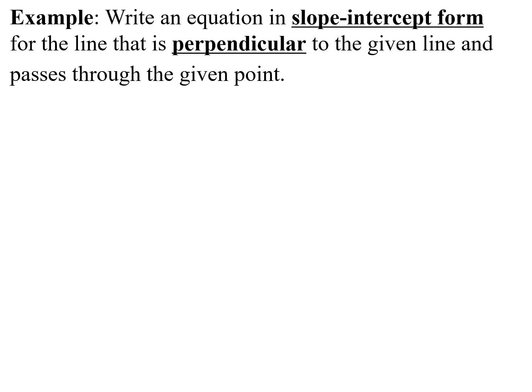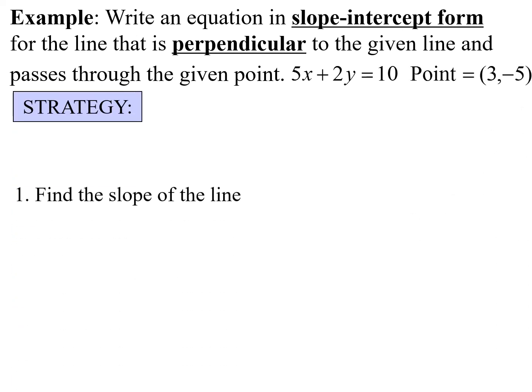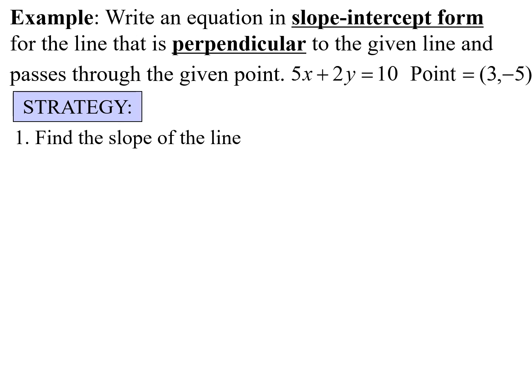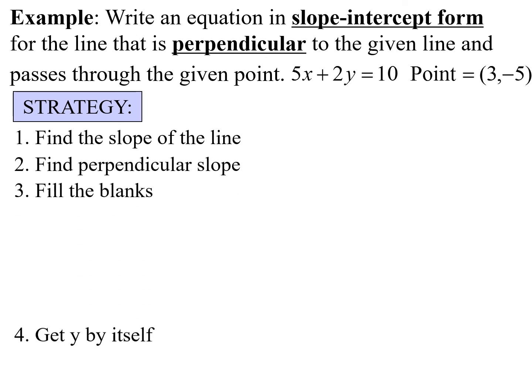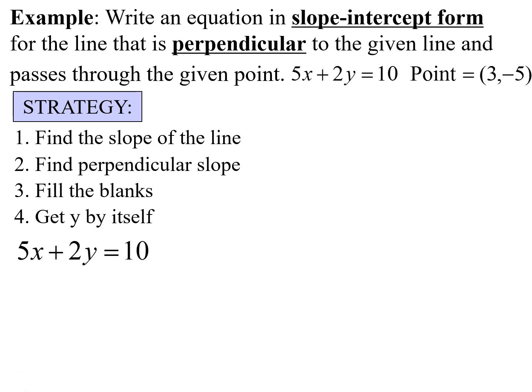Next, let's take a look at an example of a perpendicular line. We want to write an equation in slope-intercept form for the line that is perpendicular to the given line and passes through the given point. The line that we want to be perpendicular to is 5x plus 2y equals 10, and we want to go through the point (3, -5). So our strategy is going to be to find the slope of the line, find the perpendicular slope, fill in the blanks, and then get y by itself.